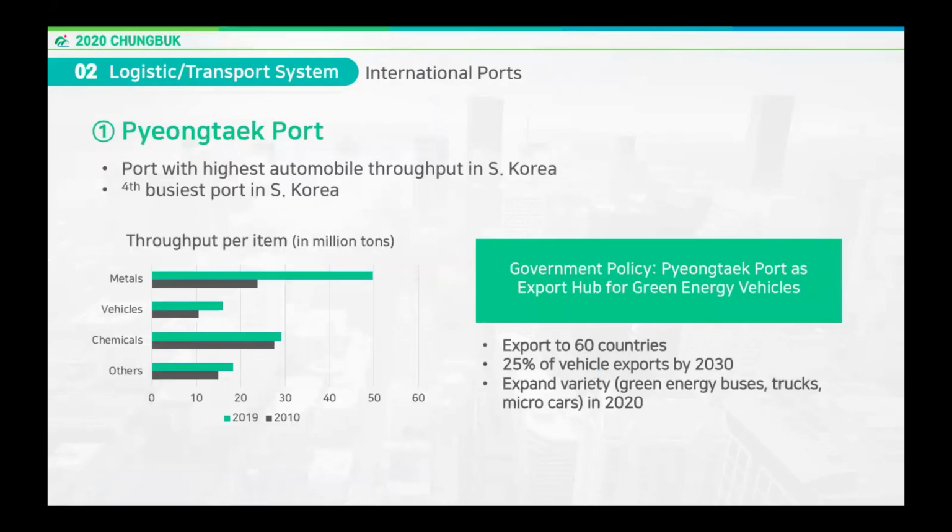Pyeongtaek Port is the port with the highest automobile throughput in Korea and the 4th busiest port in Korea. It is continuously growing and is a target of the government's policy for green energy vehicles. The Korean government has designated Pyeongtaek Port as export hub for green energy vehicles. From this port, vehicles are exported into 60 countries, and the plan is for green energy vehicles to achieve a 25% share of all vehicle exports by 2030. This year, the focus was on expanding the variety to green energy buses, trucks, and microcars.